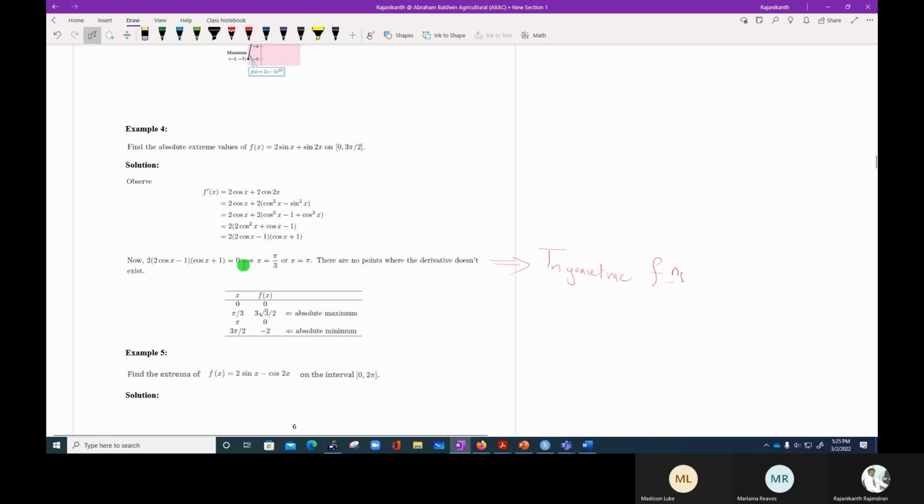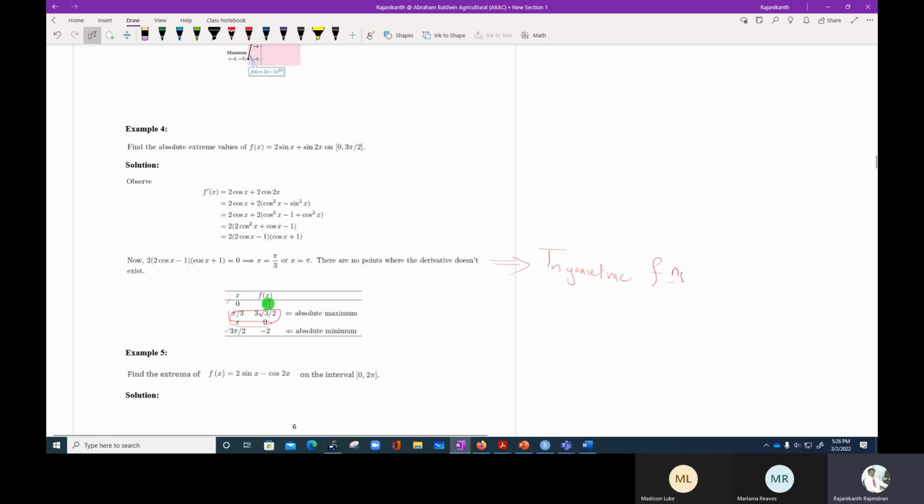0, pi over 3, pi, and 3 pi over 2. These 2 points are coming from critical values. These 2 points are coming from the endpoints of the interval. Altogether, you find 4 points now.